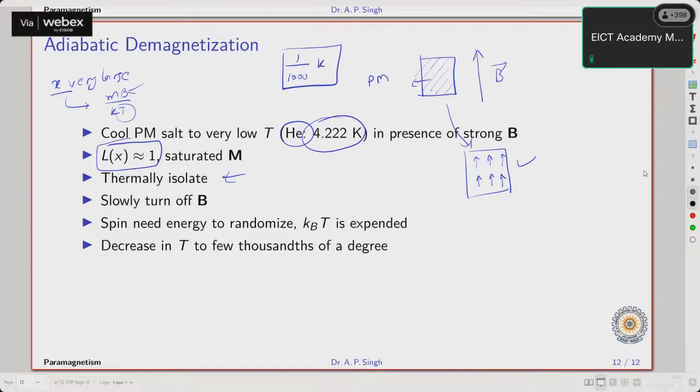Sir, there is one question. What kind of magnetic material plays a crucial role in quantum technology? Okay, so all kinds of magnetic materials play a crucial role in quantum technologies.